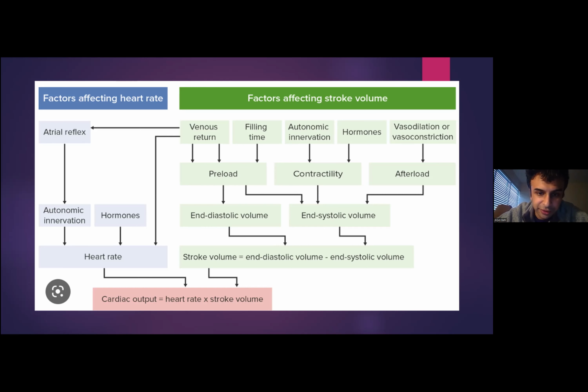Contractility and afterload. And then again, you want to make sure that we're not conflating afterload of the LV versus afterload of the RV. These are totally different. Preload of the LV can be influenced by pulmonary hypertension, things like that, RV failure. Preload of the RV is really overall volume status, probably.